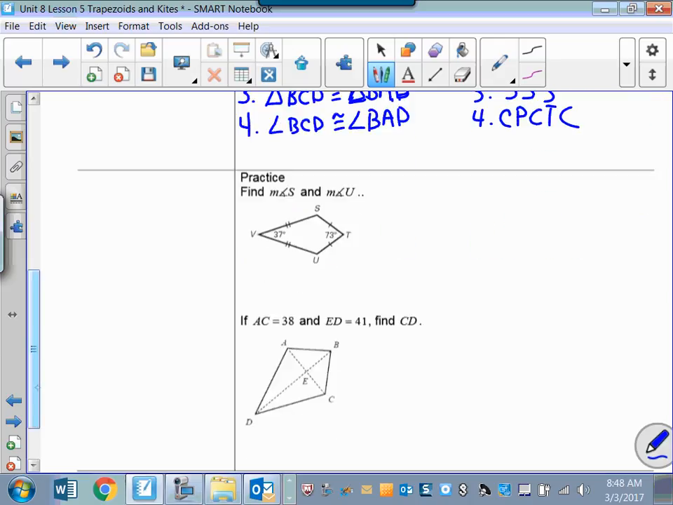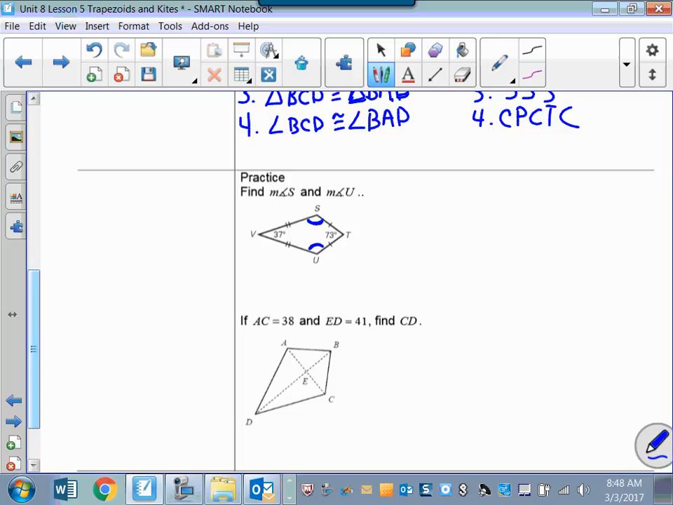All right, what are we going to do now? Some practice. We just got a few practice problems. And remember, don't forget what we just proved is that these two angles here in the kite are congruent, because they'll be corresponding parts if I were to divide that into two triangles. So let's see what we're going to do.